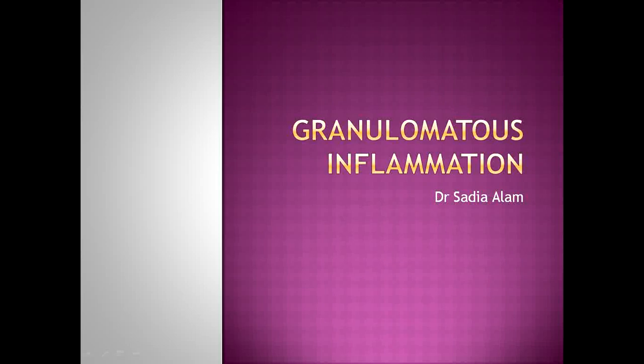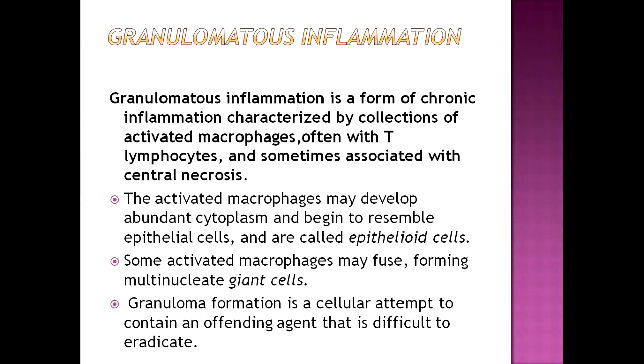I will discuss granulomatous inflammation today. Granulomatous inflammation is a form of chronic inflammation characterized by collections of activated macrophages, often with T lymphocytes and sometimes associated with central necrosis. The activated macrophages may develop abundant cytoplasm and begin to resemble epithelial cells, hence they are called epithelioid cells. Some activated macrophages may fuse, forming multinucleated giant cells. Granuloma formation is a cellular attempt to contain an offending agent that is difficult to eradicate.